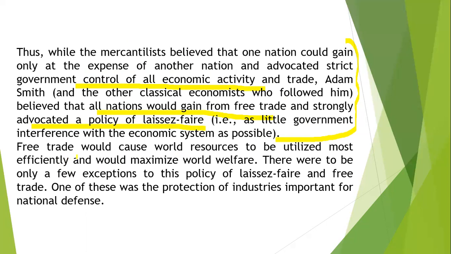So what's the opinion of Adam Smith? He says free trade would cause world resources to be utilized more efficiently and would maximize world welfare. So world trade will use resources optimally, maximum use of the resources will be possible, and this will maximize world welfare.